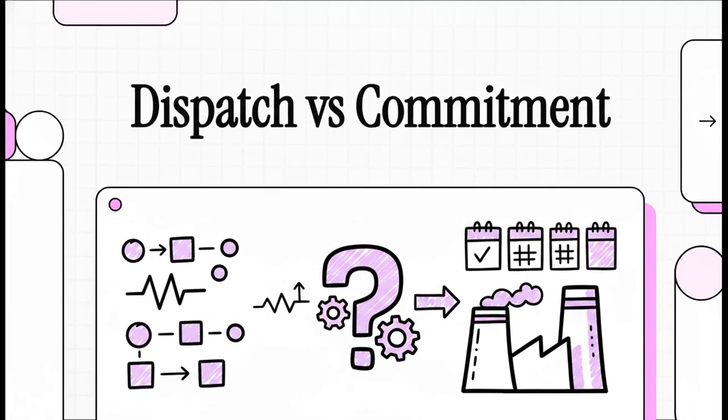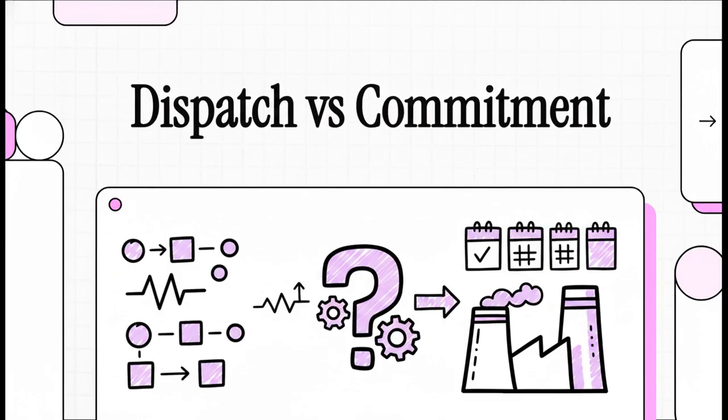Welcome to this explainer. Today, we're going to untangle two foundational power system scheduling concepts that share a common goal, but actually solve very, very different problems. Let's be real here. A single modeling mistake in these calculations can cost a grid operator millions of dollars in a matter of hours. So if you've ever looked at grid optimization and wondered exactly where we draw the line between economic dispatch and unit commitment, you are definitely in the right place.